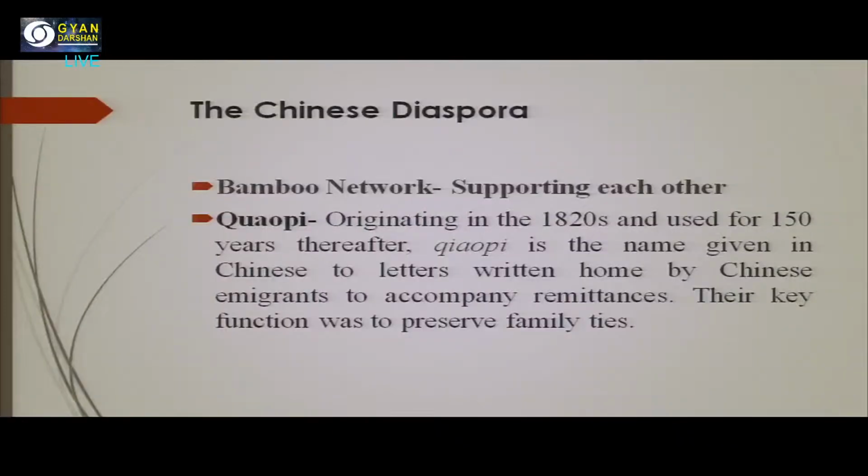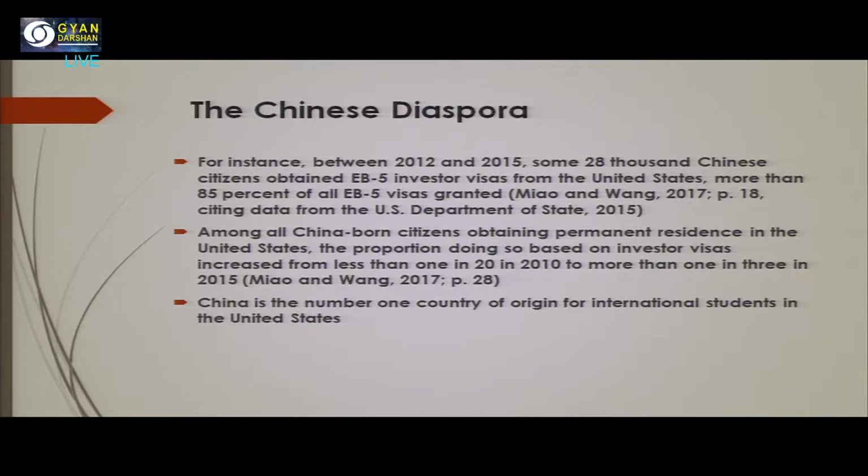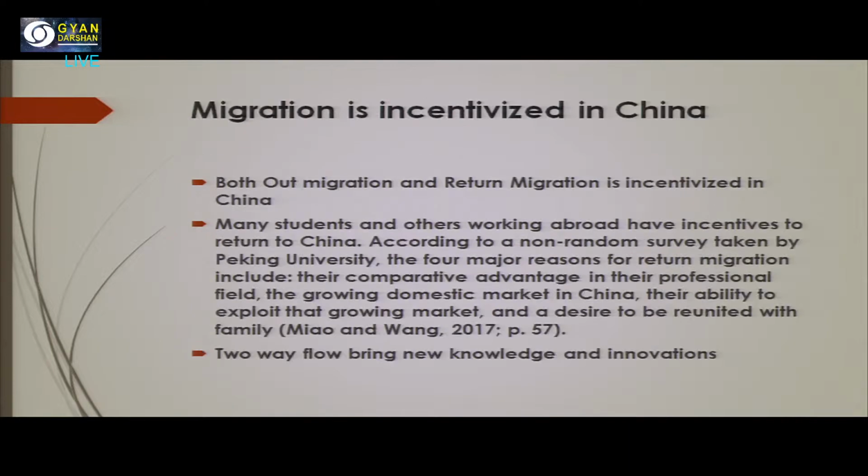And this is called the bamboo network, which is like supporting each other, or in the same way you can call it Guanxi, which is also a family kind of network. So this is very much in the diaspora, and they use this network to facilitate because these networks are based on trust, family relations and all. It facilitates quick dealings in business, trade, investment and technology transfer.